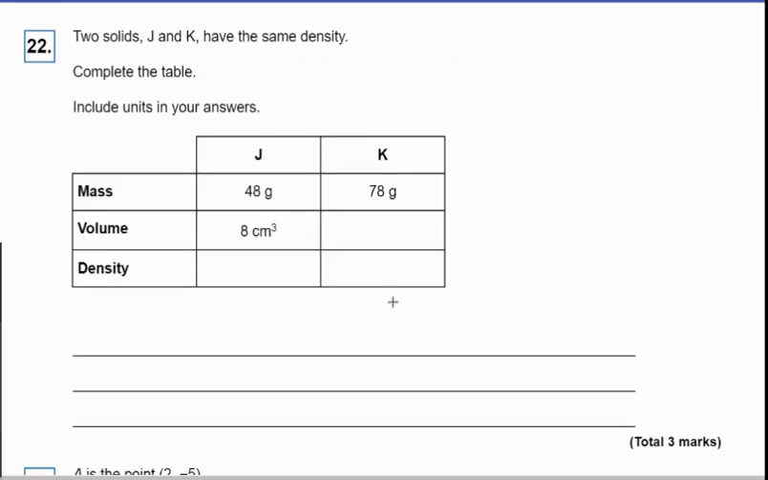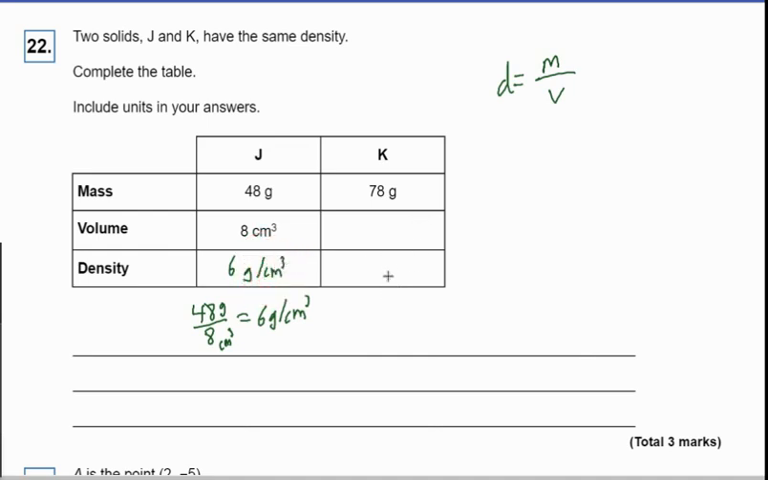Next question. We have 2 solids, J and K, that have the same density. So again, we know density is equal to mass over volume. It says complete the table and include the units. So if the mass is 48 grams and the volume is 8 centimeters cubed, the density is going to be mass over volume. So that's going to be 6. And our units are grams per centimeter cubed. So that's 6 grams per centimeter cubed.